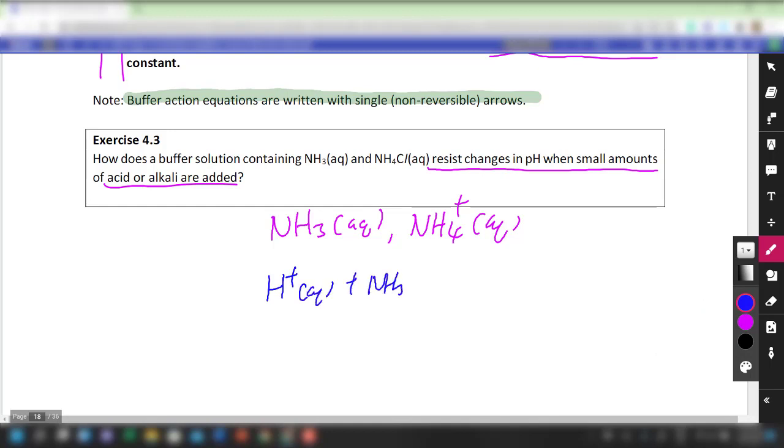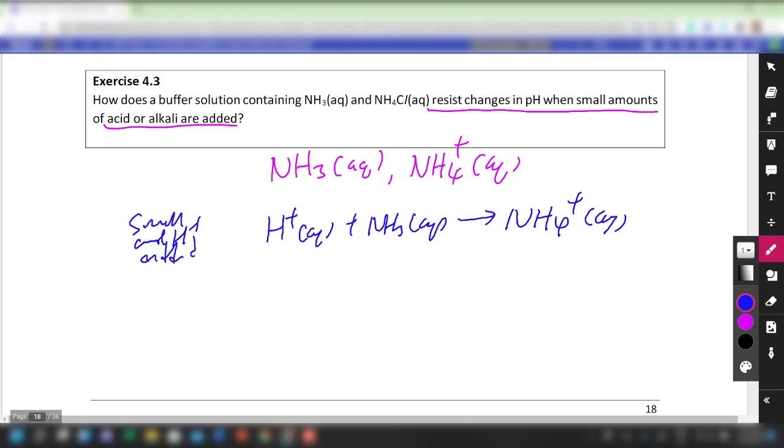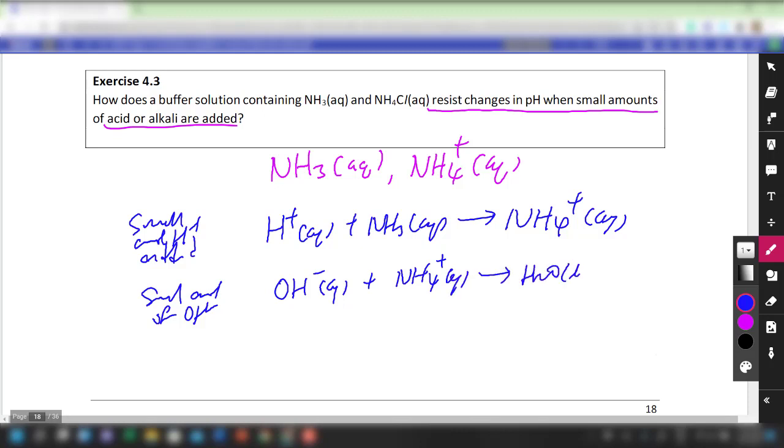and ammonia, then we will get ammonium. This is when a small amount of acid, H+, is added. When a small amount of base, OH-, is added, the OH- will react with the substantial amount of ammonium present, and in the process give us H2O and ammonia.